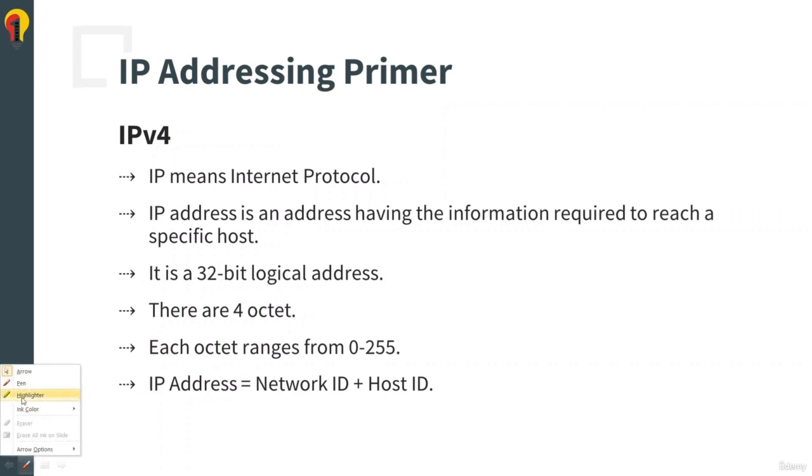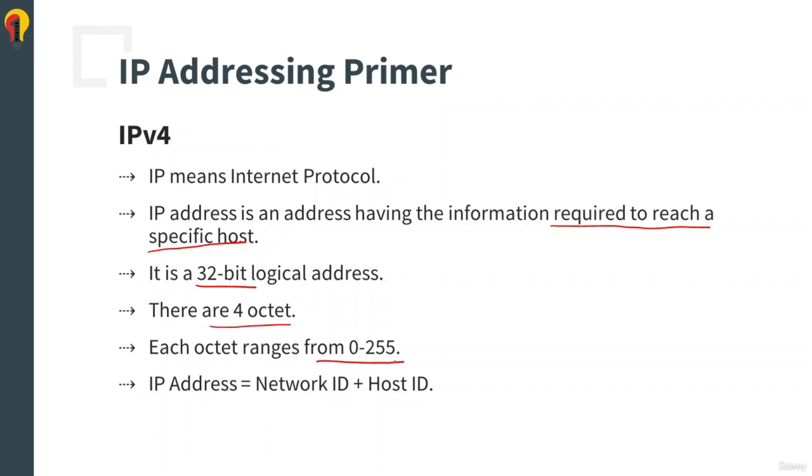IPv4, IP means Internet Protocol. An IP address is an address having the information required to reach a specific host. It is a 32-bit logical address. There are 4 octets. Each octet ranges from 0 to 255. An IP address is a combination of network ID and host ID. Let's go through this in detail.